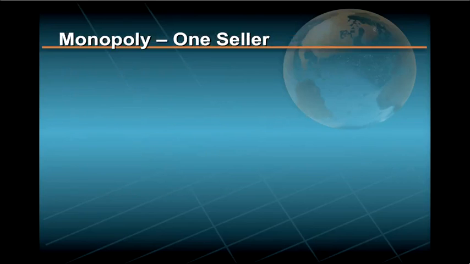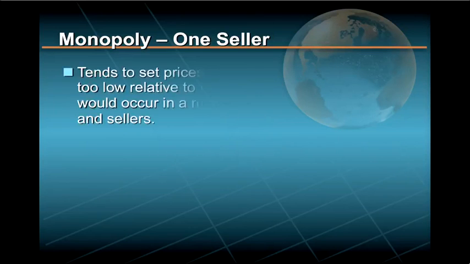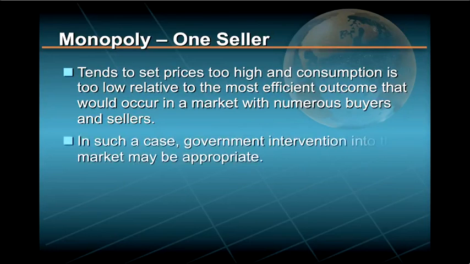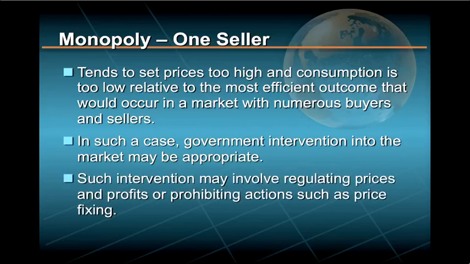For example, when there is only one seller in the marketplace, a monopoly, that seller tends to set prices too high and consumption is too low relative to the most efficient outcome that would occur in a market with numerous buyers and sellers. In such a case, government intervention into the market may be appropriate, and such intervention may involve regulating prices and profits or prohibiting actions such as price fixing.